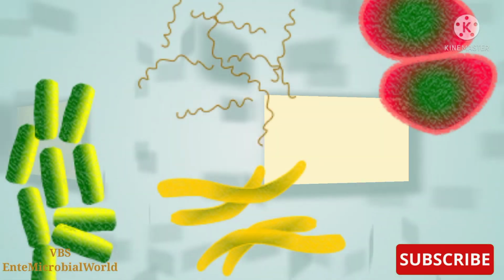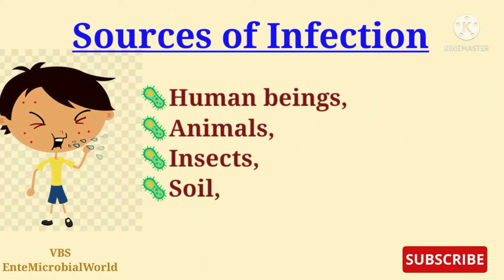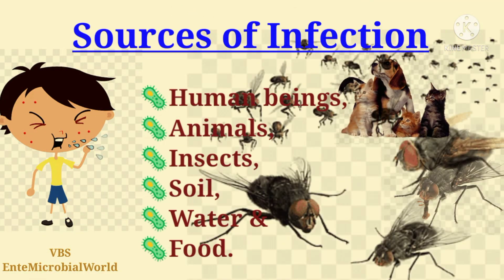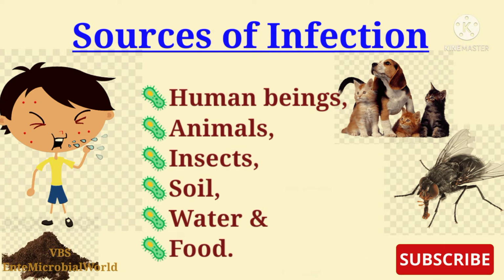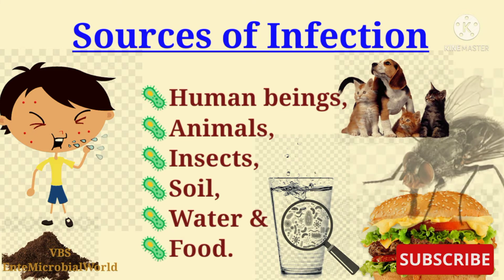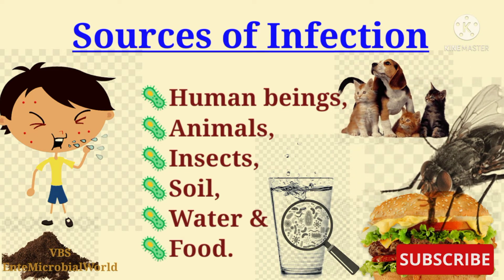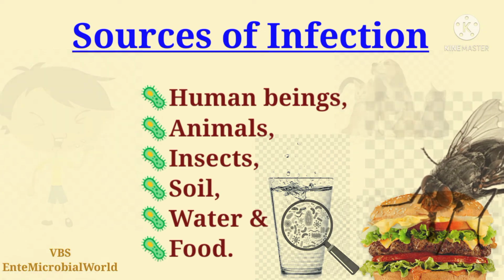Next, we are going to see about the sources of infection. Human beings, animals, insects, soil, water, and food are the various sources of infection. Before saying about the sources of infection in detail, we are going to see some important terms related to infection.